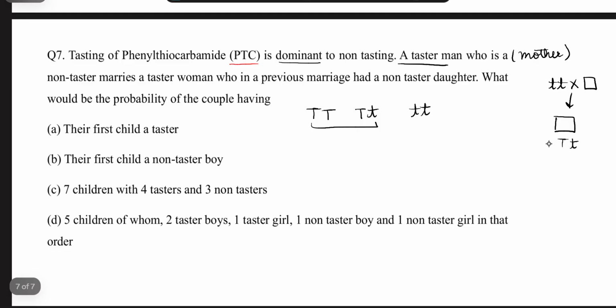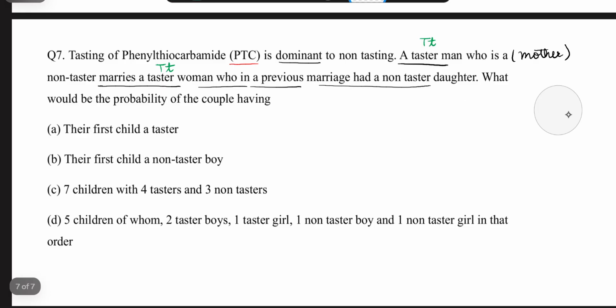He must be heterozygous. Mary is a taster woman who in a previous marriage had a non-taster daughter. Getting it? So the daughter is small t small t. How can she become small t when one recessive allele is present? It means the woman is also heterozygous. So the man is capital T small t and the woman is also capital T small t. As simple as that. Once you decode the question, it becomes easy for you.